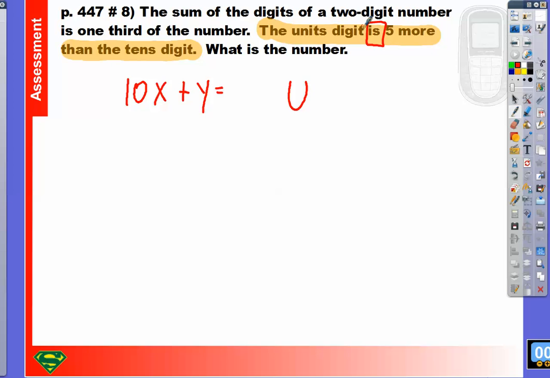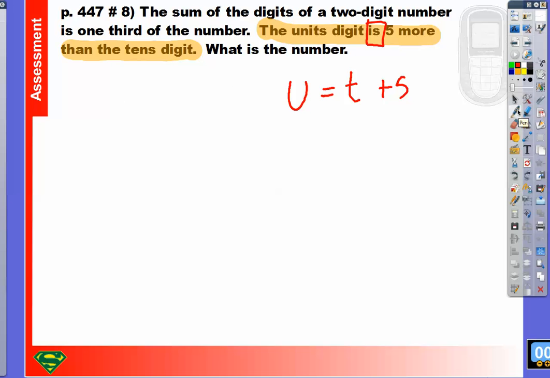What's another word for is? Equals. Okay. 5 more. How do you write 5 more? 5 plus. Or plus 5. Either way would work. And the tens digit. Tens digit is just t. The tens digit is the number in the tens place. Okay. So we have our first sentence successfully written.